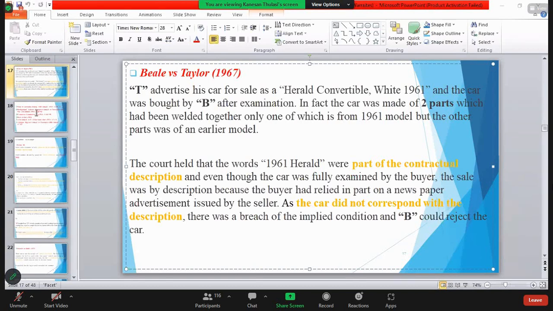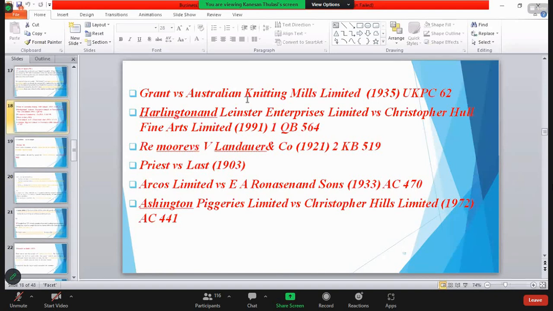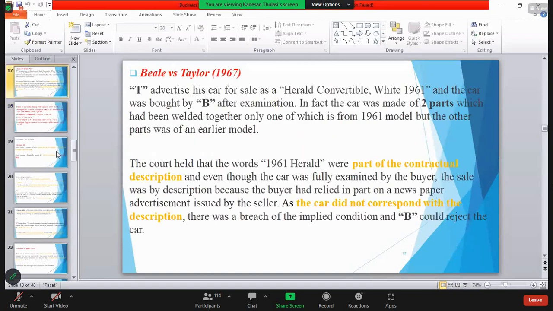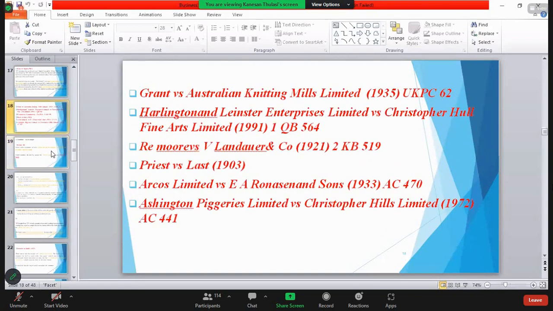There are cases: Dan versus Australian Lighting Milton, Hallington versus Jensen Enterprises Limited, First Class, Atlas Limited versus E. Aeronauts and Son, Ashington Prejudice Limited versus Christopher Kids Limited. There are a lot of case laws. If you have time, you can go through the case laws and understand how descriptions can be breached by the seller. For your exam, citing two cases is enough, but because you are not law students, these are the cases you can read for further reading.